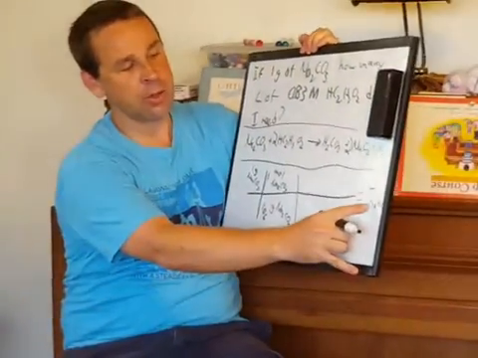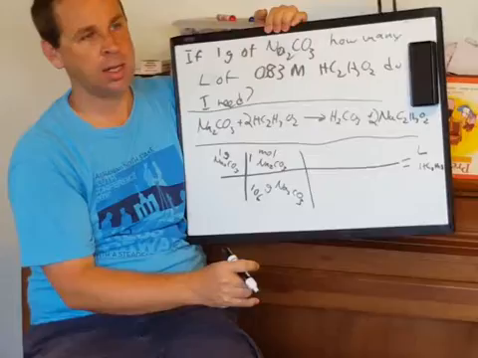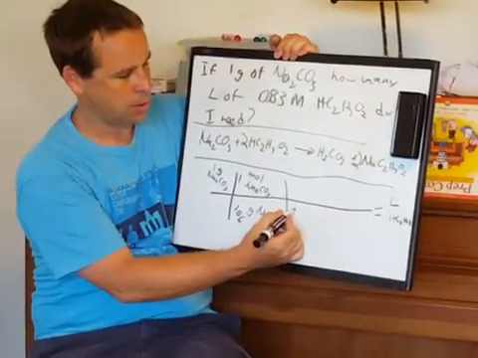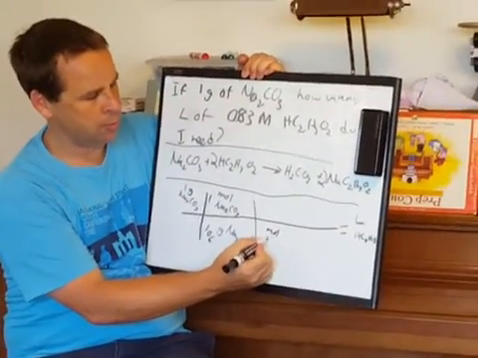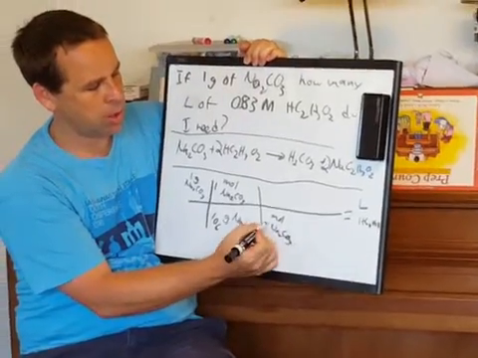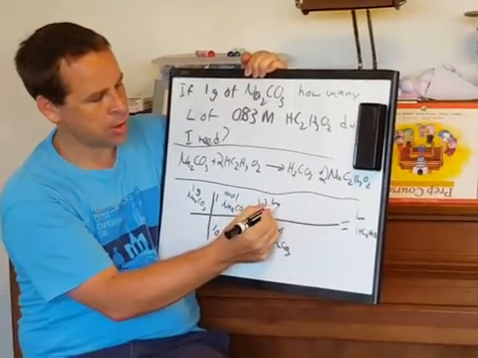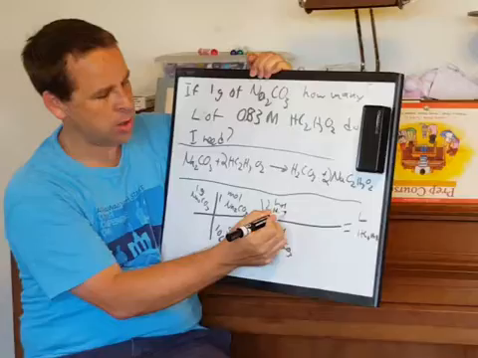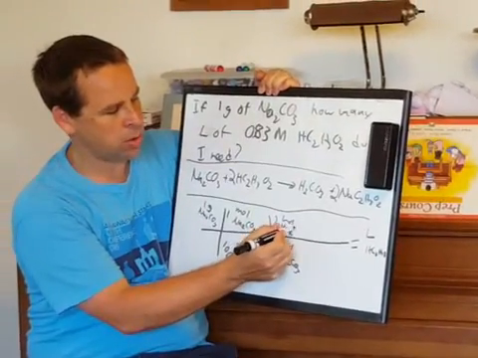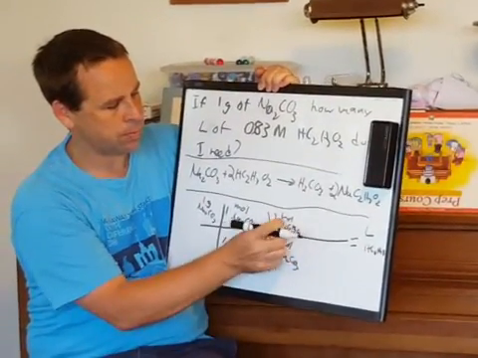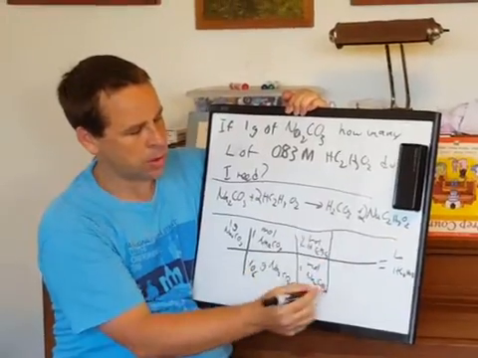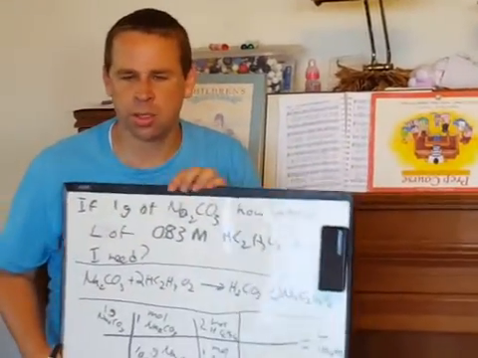Yeah, I need to convert this to HC2H3O2, right? I need to get to moles of that. So I need to go from moles of Na2CO3 to 2 moles of HC2H3O2. That's HC2H3O2. There we go. So we're in moles of acetic acid.